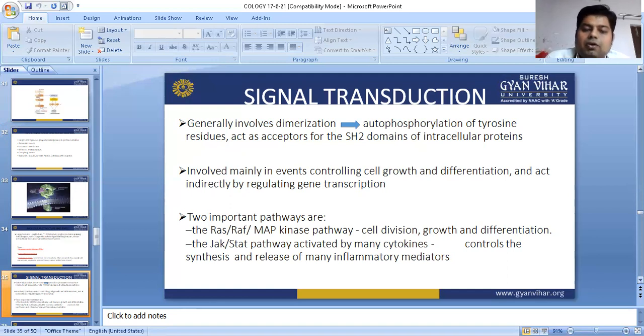There are two important pathways: the RAS and RAF, or MAP kinase pathway, for cell division, cell growth, and cell differentiation. The JAK-STAT pathway activates many cytokines and controls the synthesis and release of many inflammatory mediators, which are responsible for causing inflammation in the cell, and they are also responsible for the apoptosis process.